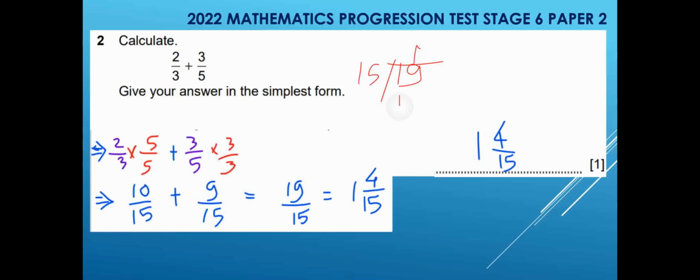For 19 over 15, we can also use a calculator. 15 times 1 is 15. Subtract, 19 minus 15 leaves 4, so 4 over 15. That is how we get 1 and 4 over 15. Next number.